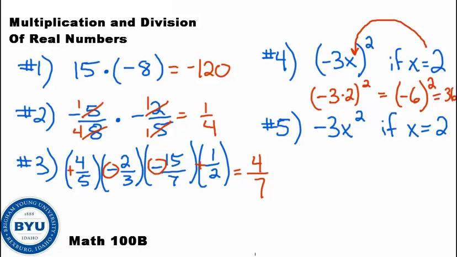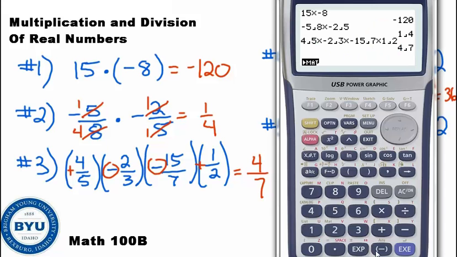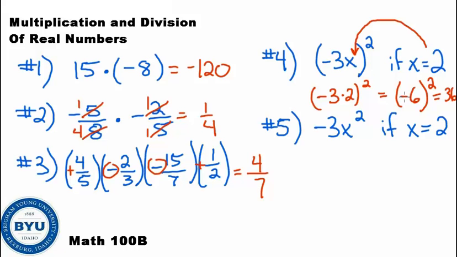Remember, that becomes positive. If you did that in your calculator, it would be negative 6 squared, but you need to use parentheses. Negative 6 squared, and we get 36. Okay, be careful. The negative is inside the parentheses, and so therefore it does get squared. It's negative 6 times negative 6.